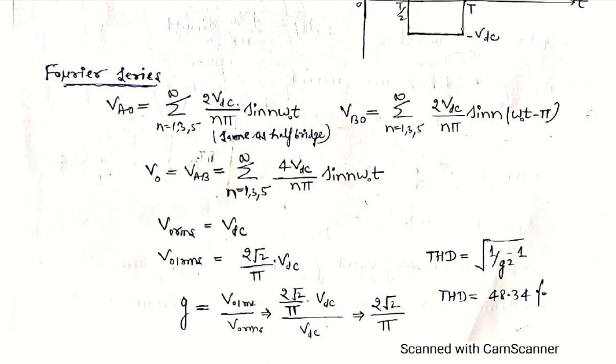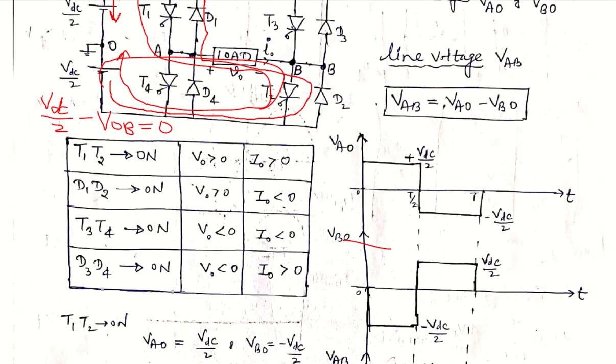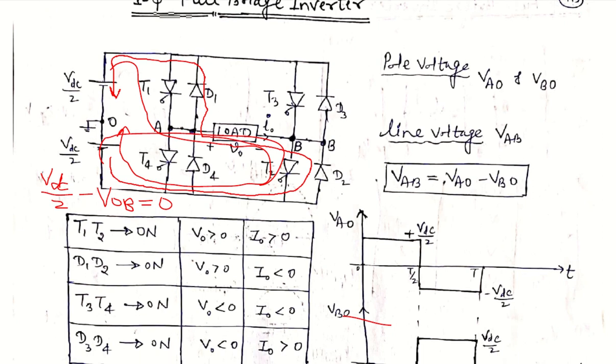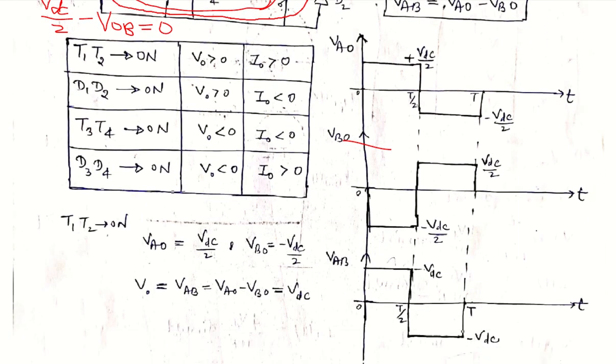So what is the advantage of this full bridge topology? The advantage is that we will not require 3 wires or 3 conductors, but in case of half bridge, 3 supply wires are required. So the cost of the conductors increases, as well as the output voltage has a magnitude of plus VDC by 2. But in case of full bridge, the output voltage has a magnitude of VDC.